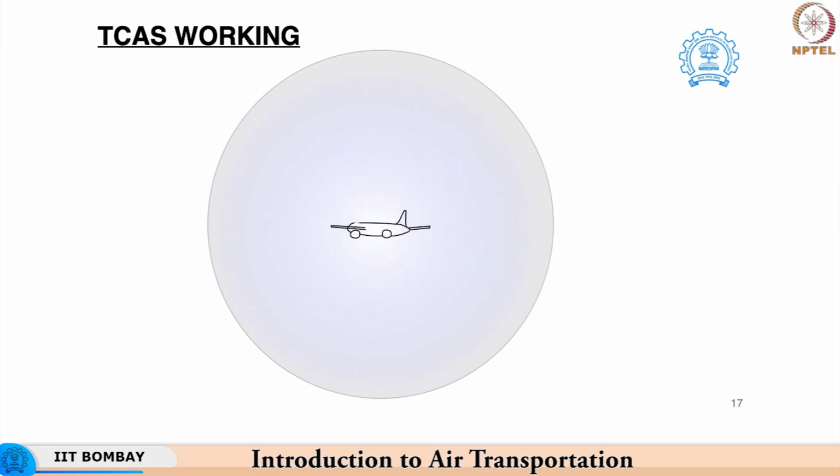Let us understand again in more detail how this works. Suppose this is our aircraft with the associated TCAS bubble. An aircraft enters within its bubble, and this particular aircraft is now projected as an intruder aircraft and will be continuously tracked by the TCAS system.